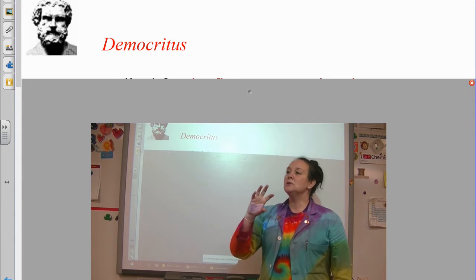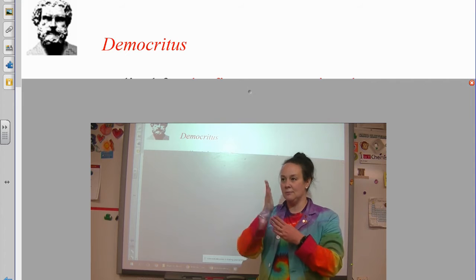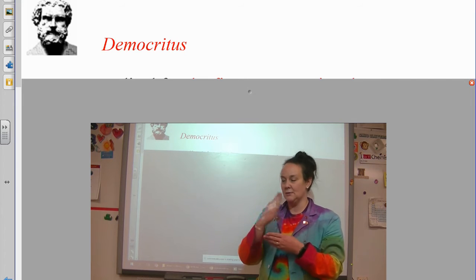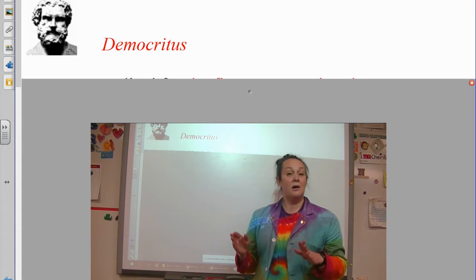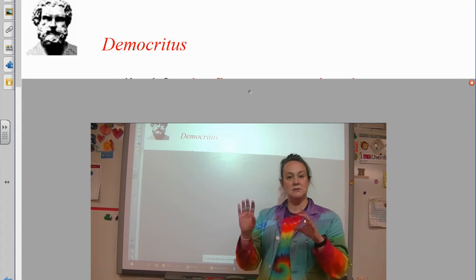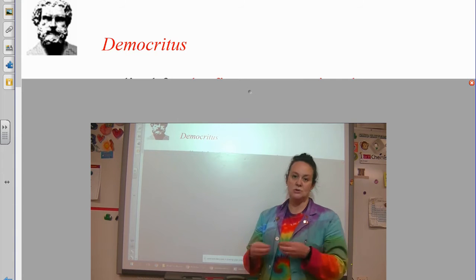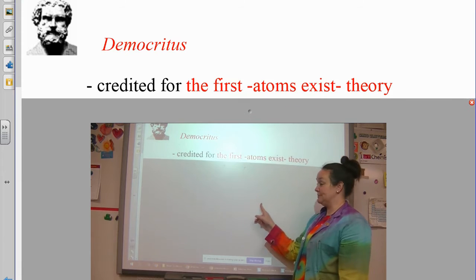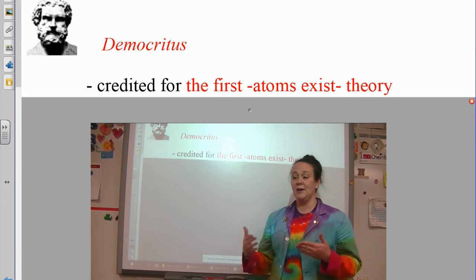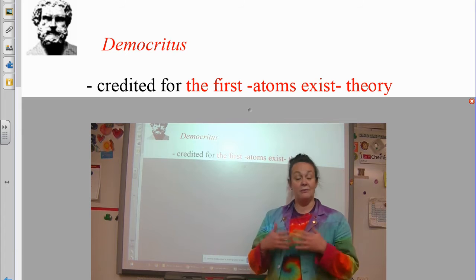But he was looking more at possibly the idea that if you cut something and cut something and cut something a million times, you eventually can cut it down so small that you can't cut it anymore. And then everything is made out of these little pieces and parts. And what he called these little things were atomos, or the word for indivisible. So he was actually the first person to be credited with recording this idea that everything might be made of atoms.